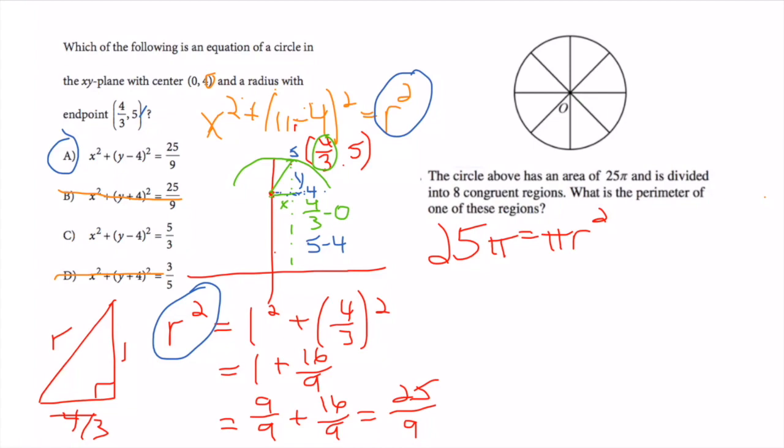So, okay, what this tells me here is 25 pi equals pi r squared. Okay, if I divide both sides by pi, I'm just left with r squared equals 25, which tells me that the radius of this circle is 5. Okay, so this is 5.